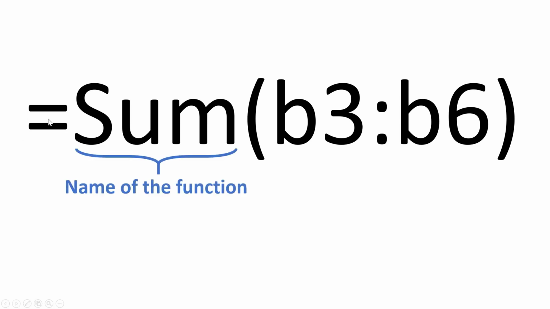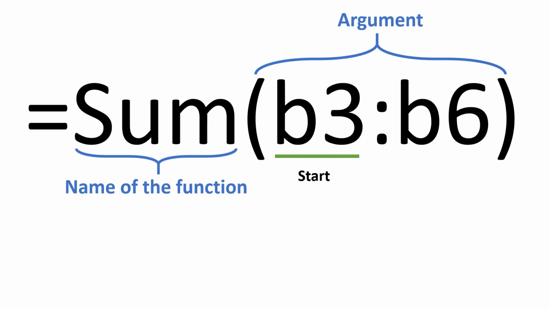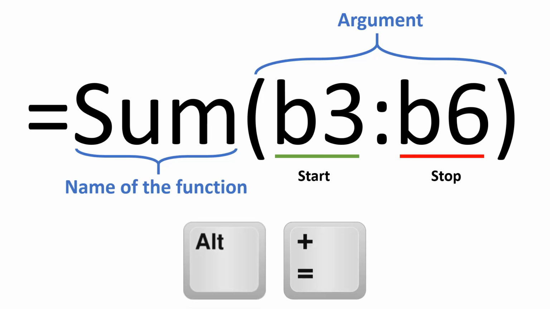It always starts with an equal sign. We have the name of the function. We have the argument located in parentheses. We have where the range that we want to sum starts and where it's going to stop. The keyboard shortcut for the sum function is Alt and the equal sign.